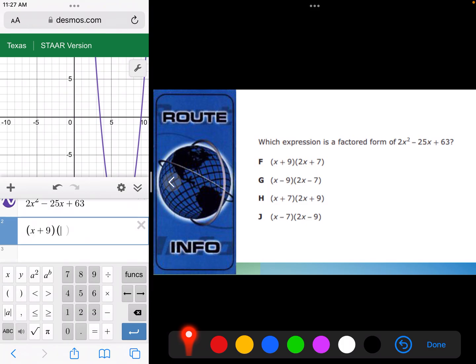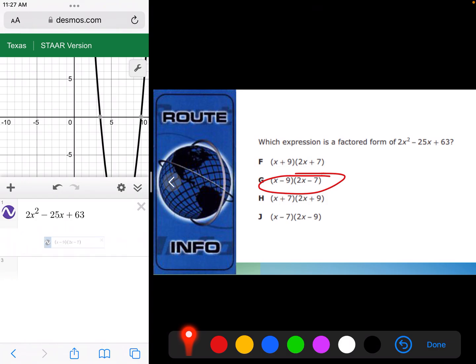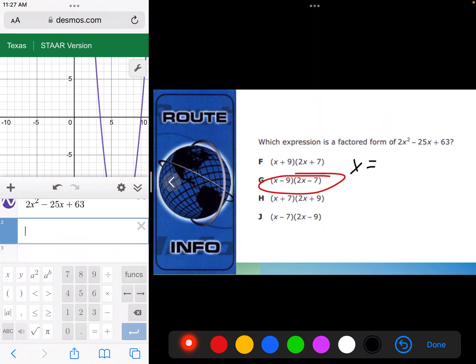All right, so same thing on this one. Which expression is the factored form? So we're just trying to figure out which one of these is the factored form of this. Well, all I had to do is just graph. So 2x squared minus 25x plus 63. And then let's graph my answers. So x plus 9 times 2x plus 7. That does not match. Let's go to the next one. The next one is x minus 9 and 2x minus 7. If you look, my purple graph turned black. So that means it's the same line.